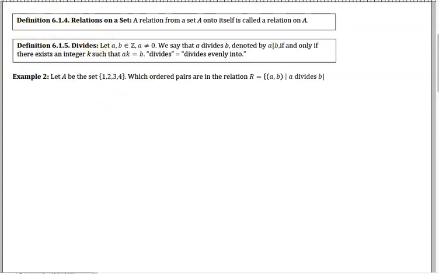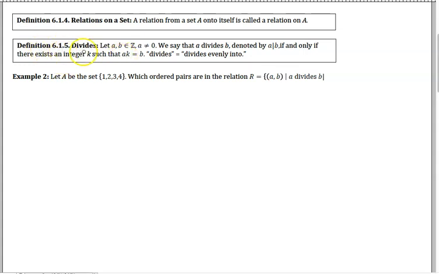All right, so next definition, we call a relation from a set A onto itself a relation on A. Often the input set is the same as the output set, so we say that a certain relation is a relation on a set A. We are familiar with this from functions where the domain and the range are both the real number system, all the real numbers, and then we say that's a relation or a function on the real numbers.